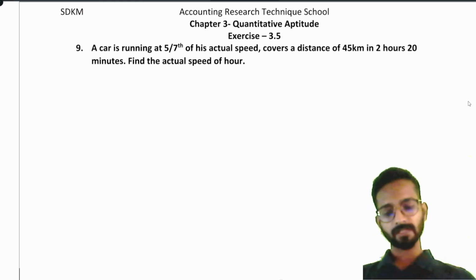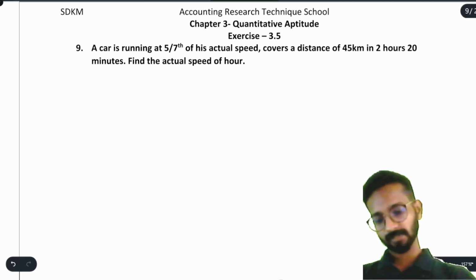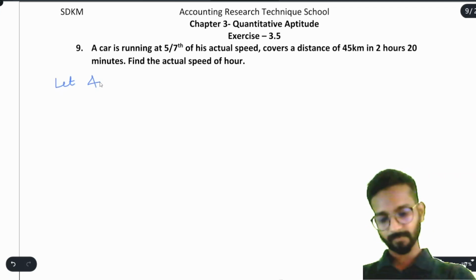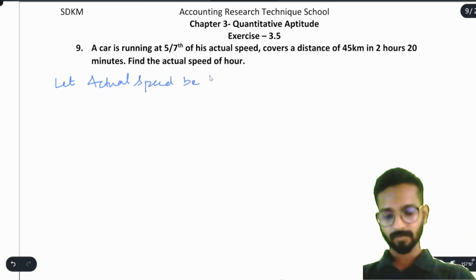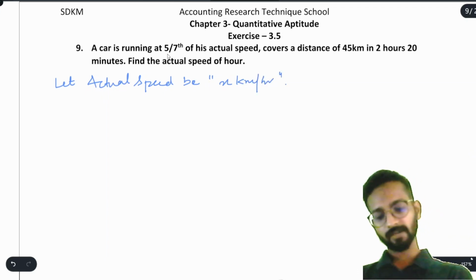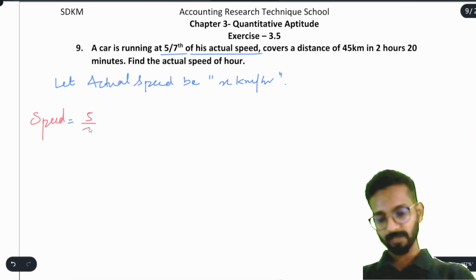A car is running at 5/7 of its usual speed. It covers a distance of 45 kilometers in 2 hours 20 minutes. Find the actual speed of the car. Let the actual speed be x kilometers per hour. The car is running at 5/7 of its actual speed. So the new speed will be 5/7 of x kilometers per hour.